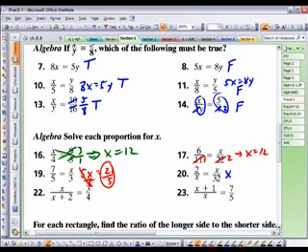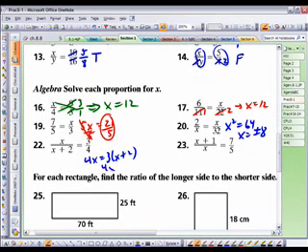We're going to get x times x, x squared, is 2 times 32, which is 64. And so therefore, x is plus or minus 8. When you take a square root, you get plus or minus. Over here I cross multiply and I'll get 4 times x is equal to 3 times (x + 2). So that's 4x equals 3x plus 6. If I subtract 3x from both sides, I get x is equal to 6.